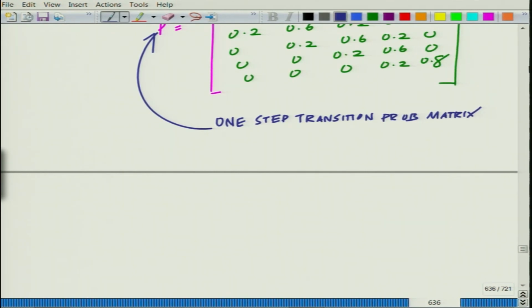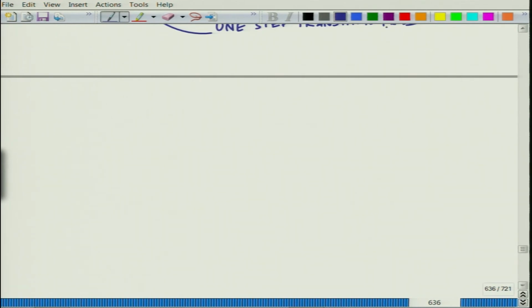And the two step transition probability matrix now can be obtained as P square, and you can evaluate this using a software such as MATLAB. This gives you 0.68, 0.28, 0.04.